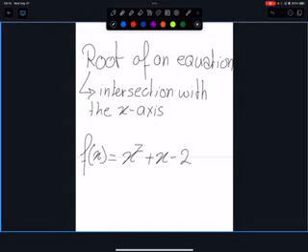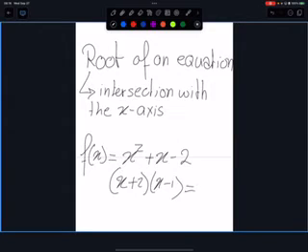First step, factorize. That's why you learn it. Factorize. All right, you already did that. X plus 2, x minus 1. Bam. Find the root of this equation. First step, factorize. And you know, intersecting with the x-axis means what? Y equals 0. That's what it means. Y equals 0.